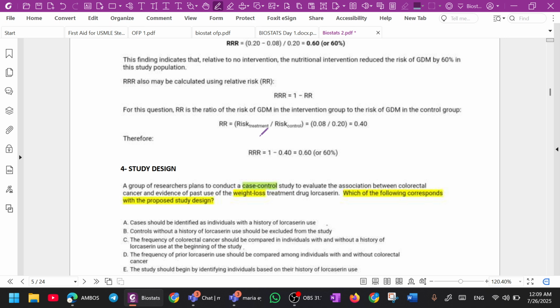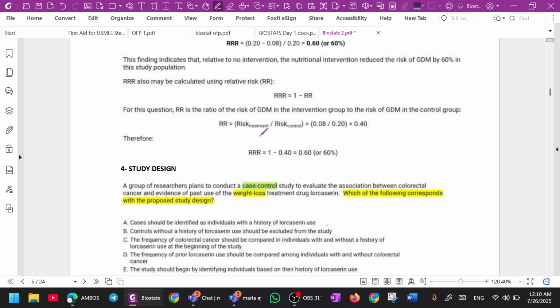I think they're asking you, they already told you it's case control, so after you read the answers, maybe it will help. I think they're asking how you would select the participants. In case control, how do you select the participants? How do you set up the design? We already told you it's case control, so how would you select the participants? I think that's kind of what they're asking you. Okay.